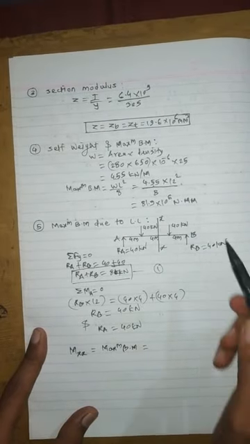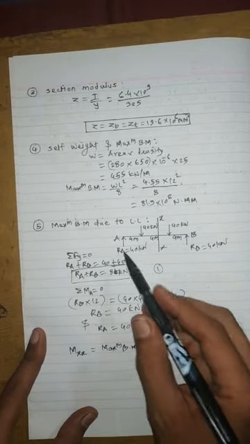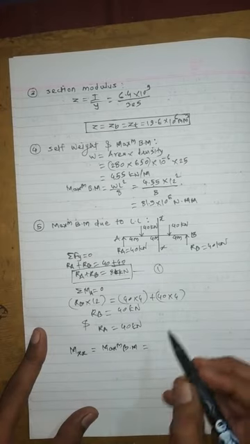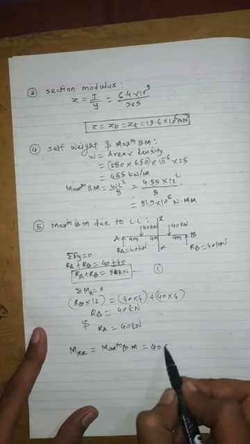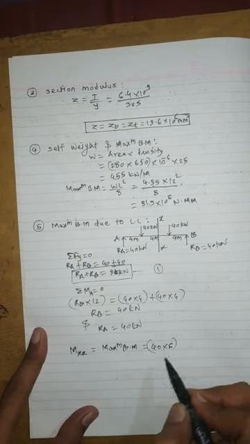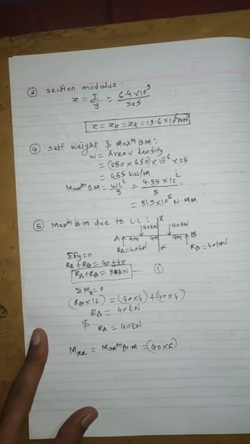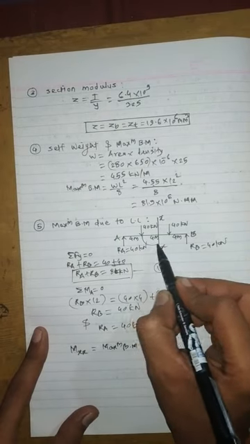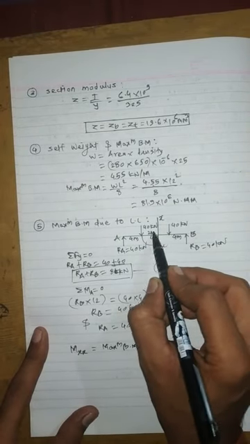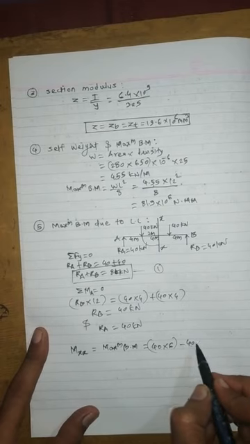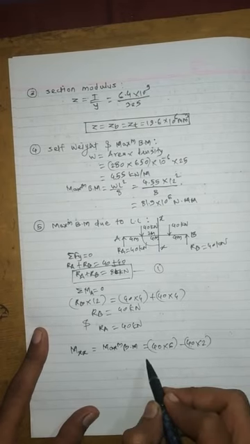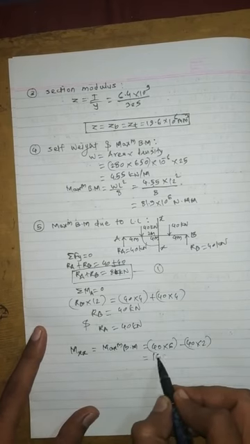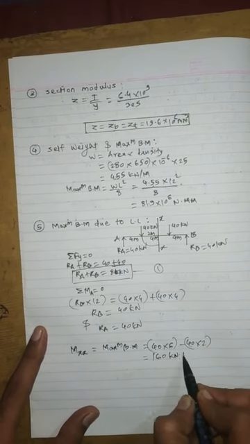So if we consider from left side, RA into this distance, so 4 plus half of this, so it is 2. So 40 into 6, that is reaction at A, 40 into distance, that is 6 meter, minus this, so this distance is 2 meters, so minus 40 into 2. So maximum BM at section XX equal to 160 kilonewton meter.